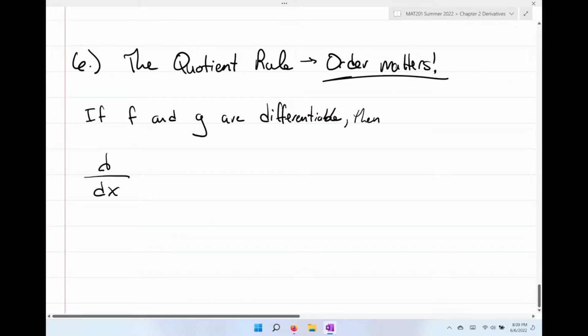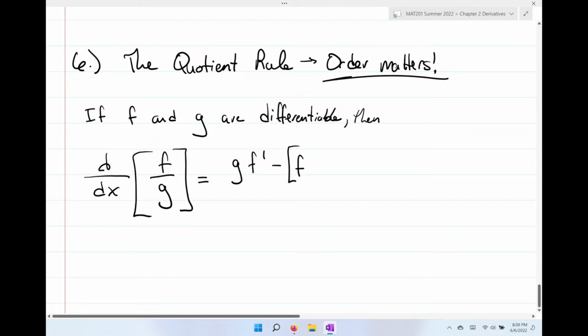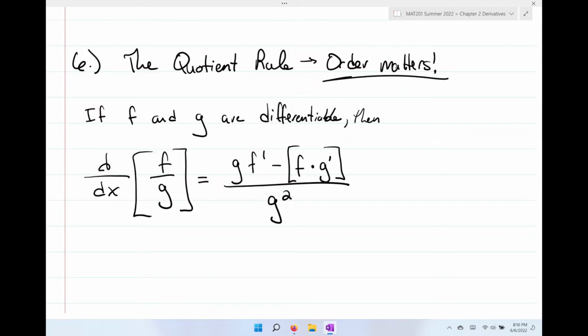the derivative, and I'm just going to write it without the function notation, the derivative of f over g is going to equal g times f prime minus, put a bracket or a parenthesis, f times g prime, all over g squared. Now, your book will not show those brackets that I put in there. You want to make sure you put them in there, okay? Because you don't want to forget if you have to distribute that minus sign. You don't want to forget about doing that, all right?